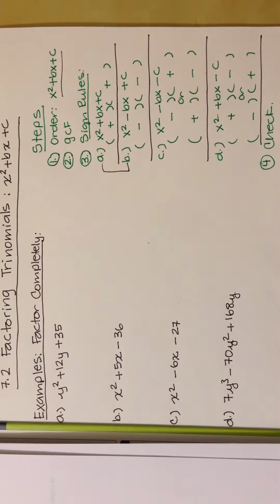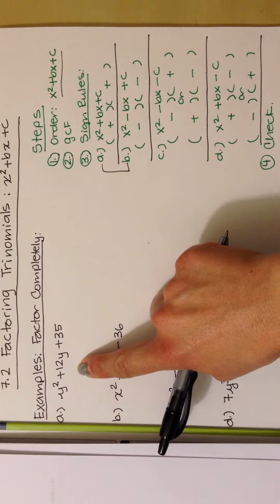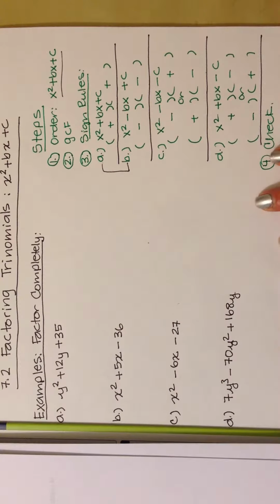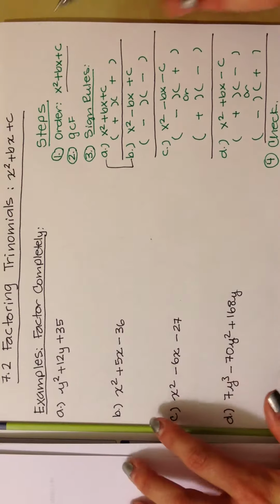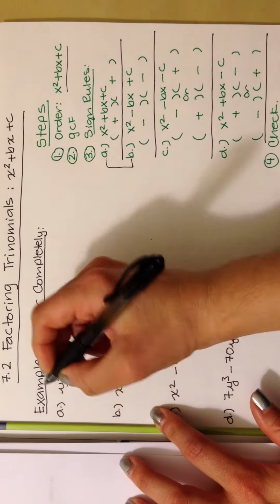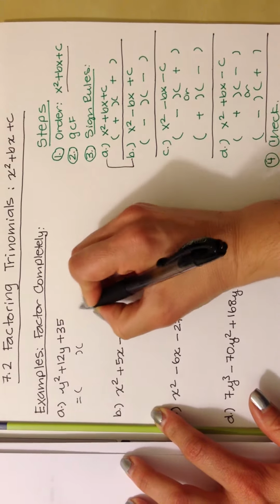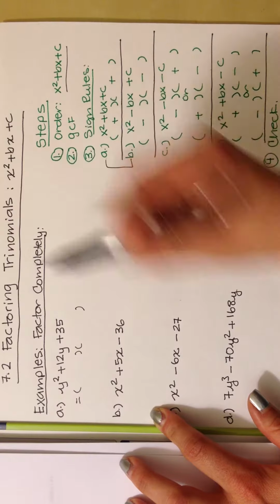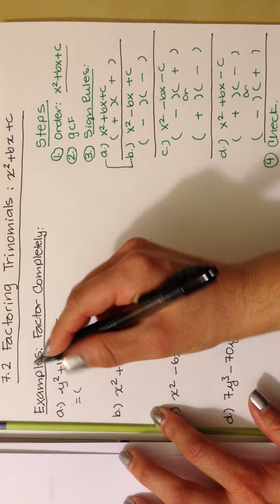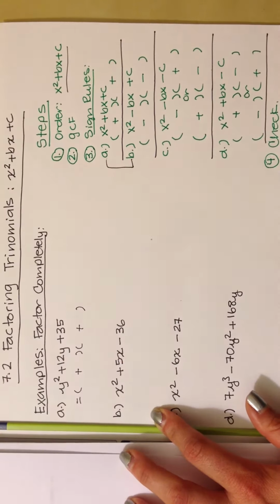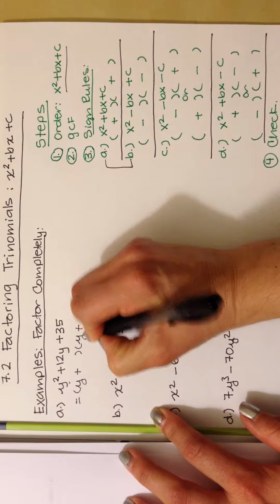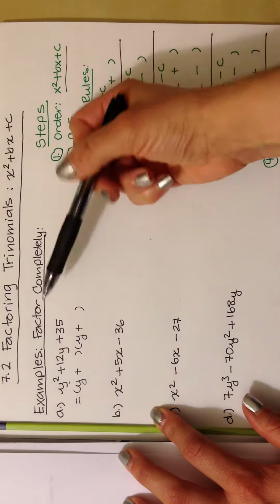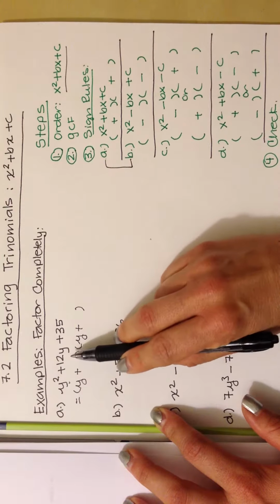So step 1, we check to see if the order is correct, and in this case, this is written in the correct order. Next, we check for a greatest common factor, which in this case we don't have. So we write out 2 parentheses. The last term is positive, so both signs have to be the same. In this case, both signs are positive. The only way to get y squared is to have a y here and a y here. And then we need to look at factors of 35 that will give us 12.